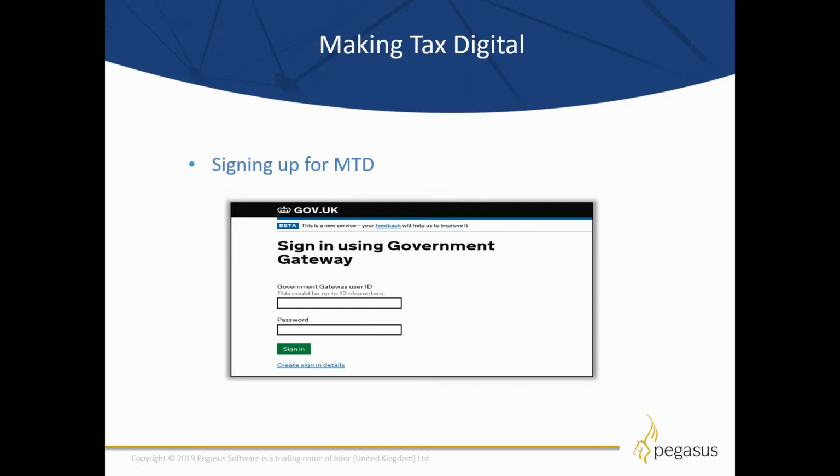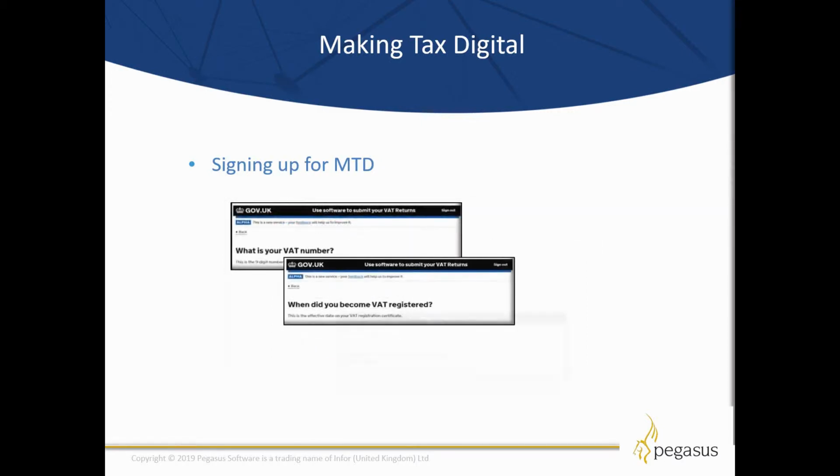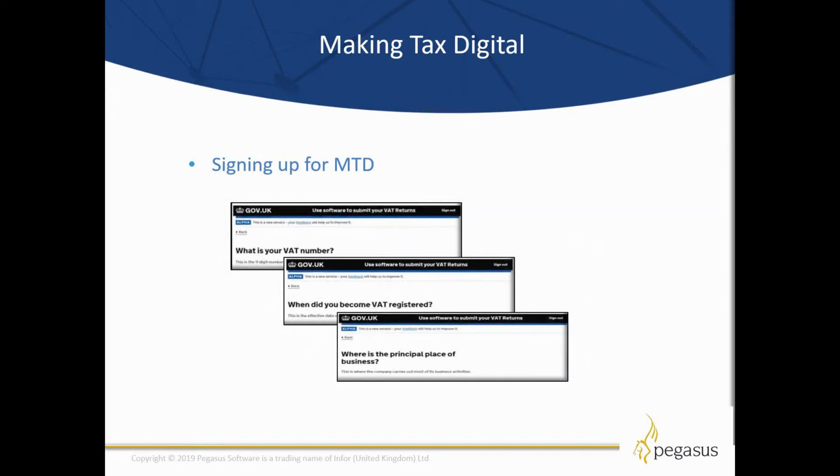Now you need to log on to the Government Gateway using your existing Government Gateway user ID and password. This is the user ID and password you use to submit your VAT returns online. If you don't normally use your Government Gateway credentials to submit your VAT returns to HMRC, then you will be asked for additional information such as your VAT registration number, VAT registration date, and your business postcode. Because from this information, they will be able to identify the relevant company that is signing up for MTD.